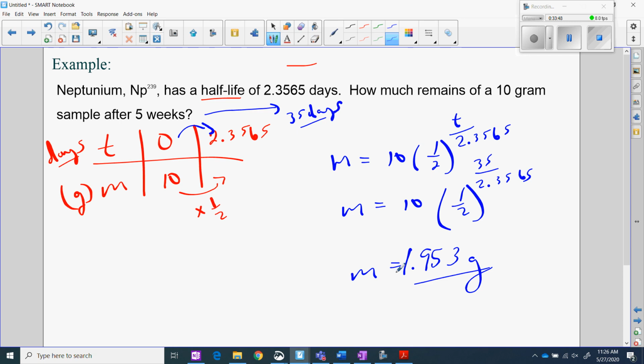Now, when it gets into carbon dating, I can't remember if I have an example, but carbon has a half-life of about 5,760 years. So it takes that many years for carbon to decay to half of its original amount, versus this one, which had a half-life of only 2.3565 days. So it decays much quicker than carbon.